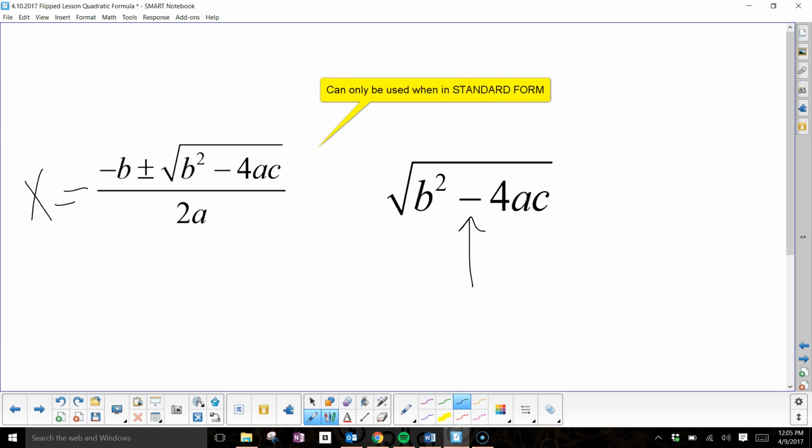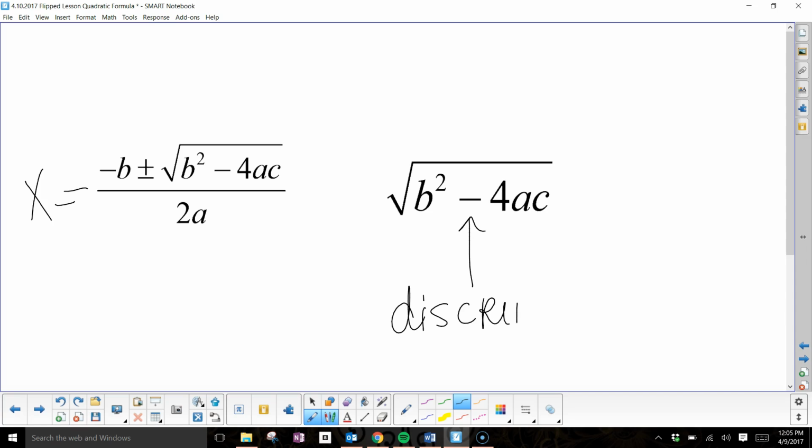B is, remember, the coefficient for the linear term. A is the leading coefficient of the quadratic equation, and remember, C is just a number. Now, let's focus on what is underneath the square root symbol. Underneath the square root symbol is called the discriminant, and there's three answers that can come from this.